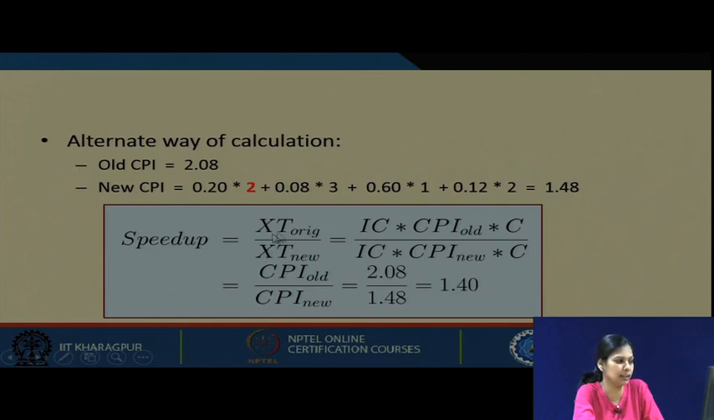As we know, speedup is execution time original divided by execution time new. The formula for execution time, if we recall from our previous lecture, is instruction count into cycles per instruction, here the old one, into the cycle time, CCT, or the clock period. In the same way, it is IC into CPI new into the cycle time. We can cancel out the other things. What remains is 2.08 divided by 1.48, so we are getting 1.40. Either way we do it, we get 1.40. So these are the two alternative ways through which you can perform this.